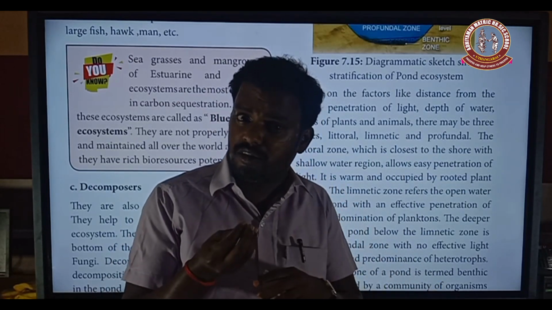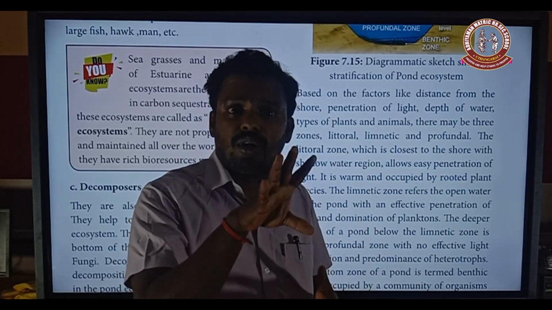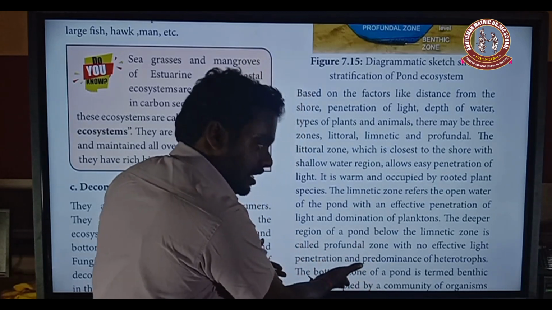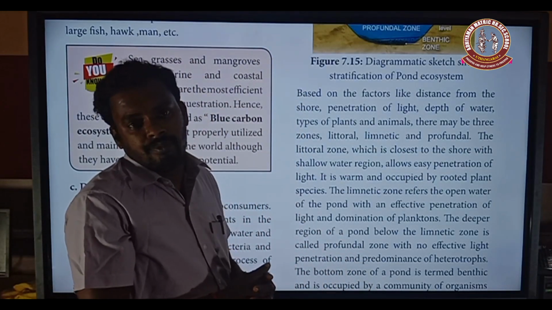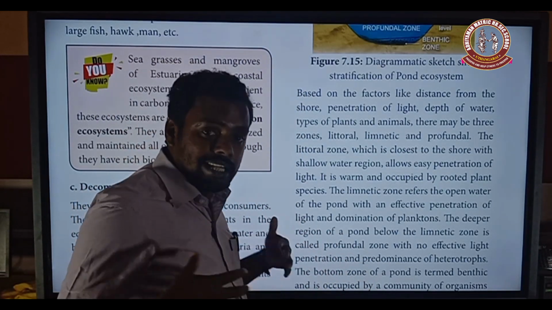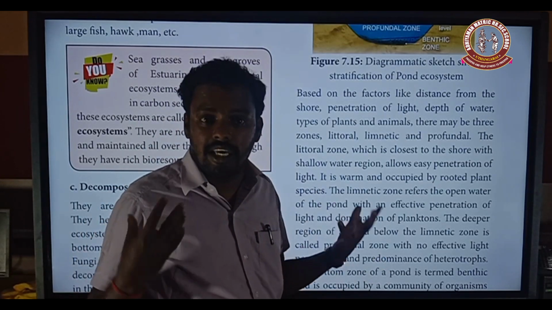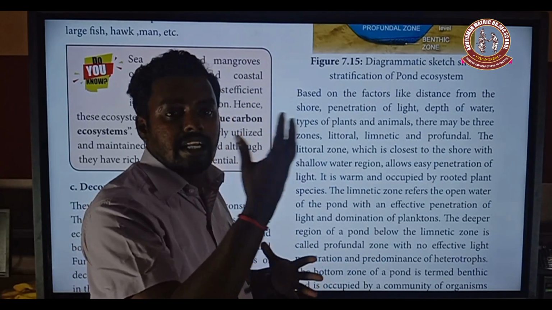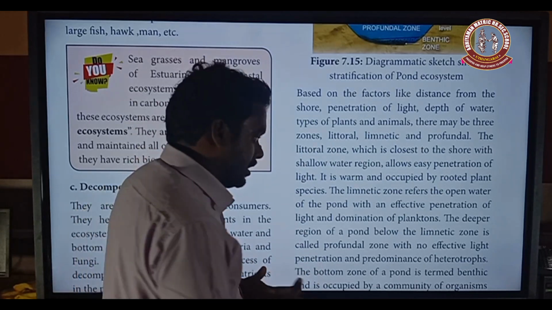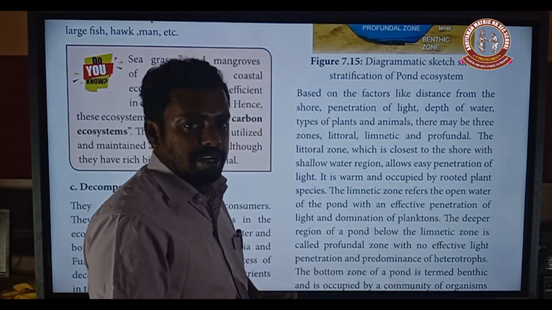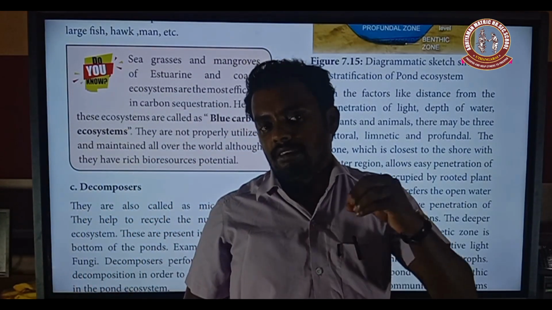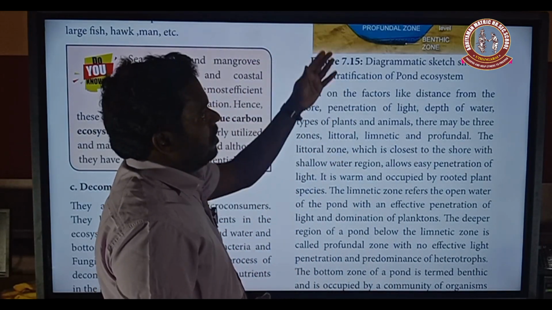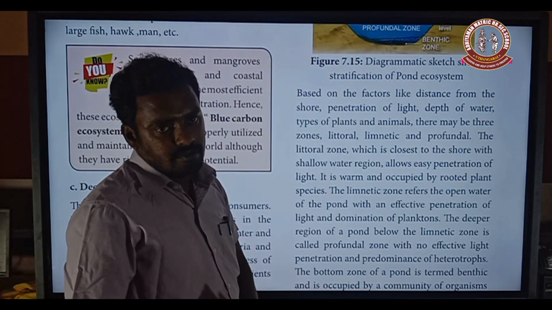When an organism prepares food material through photosynthesis, it needs light energy, but here light energy is absent. So during this time the organism cannot synthesize food material, and depends upon other organisms for food and water also. That is the heterotrophs. So the predominance of heterotrophs is present in the profundal zone.